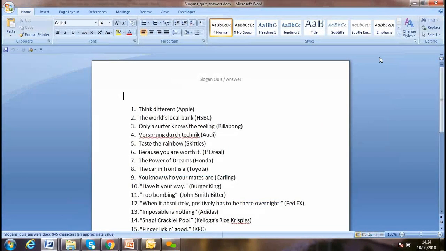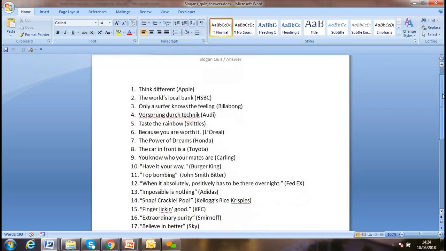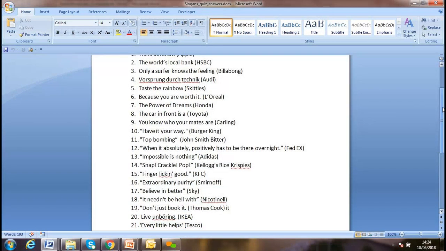Think different, Apple. That's a slogan. The World's Local Bank, HSBC. Only sufferers know the feeling, that is one company. Then Hyundai, and then Taste the Rainbow, Skittles. And because you're worth it, L'Oreal. Power of Dreams is Honda. The car in front is Toyota. You know you are mates are.